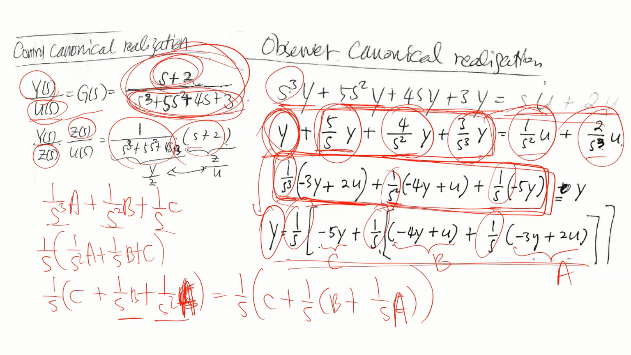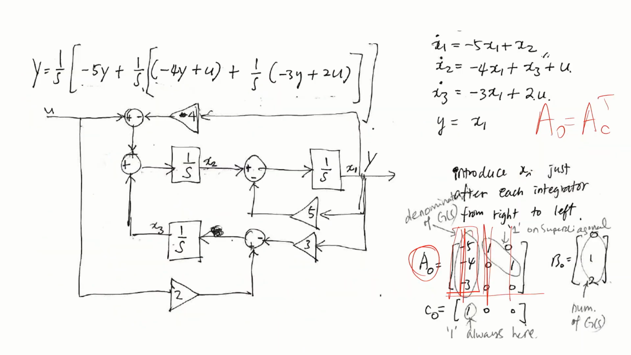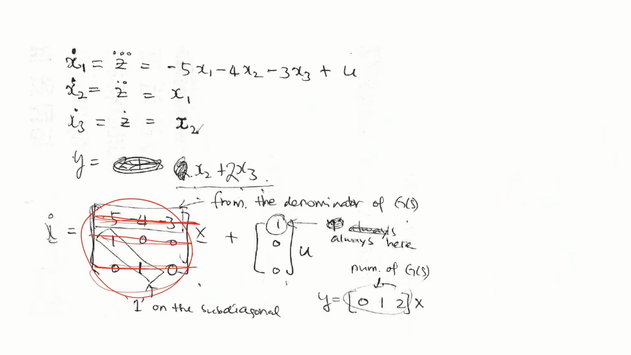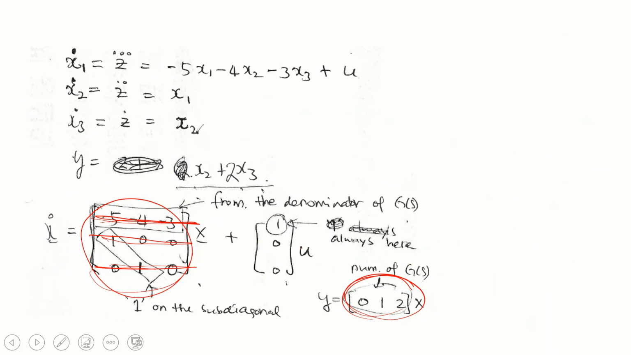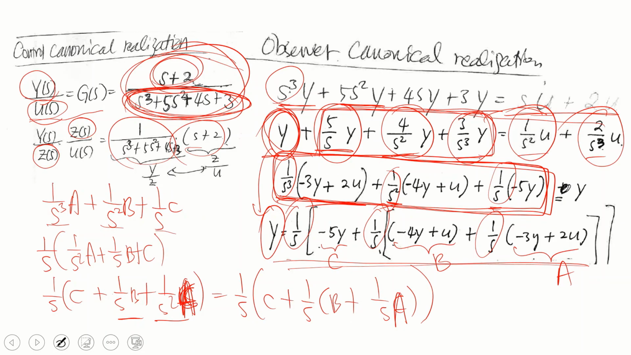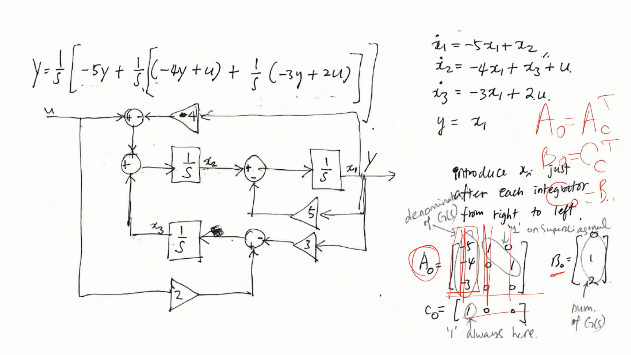That comes from the denominator of G of s, right? And how about the B matrix, 0, 1, 2? This BO is exactly the transpose of the C matrix here, so this is C transpose. How about CO? CO here is 1, 0, 0, and 1, 0, 0 was the transpose of this B matrix. So it's B transpose. Okay.